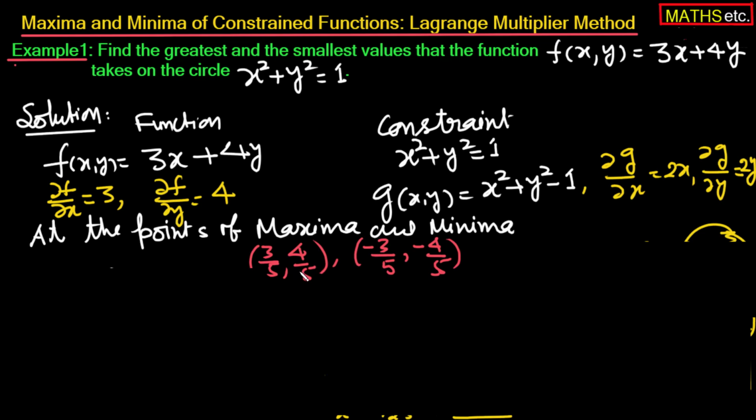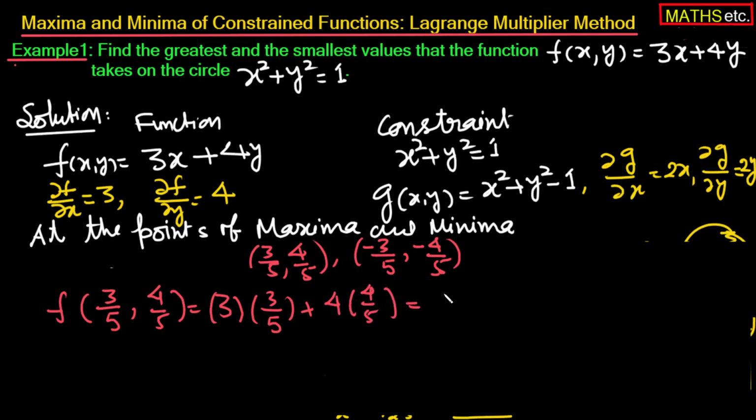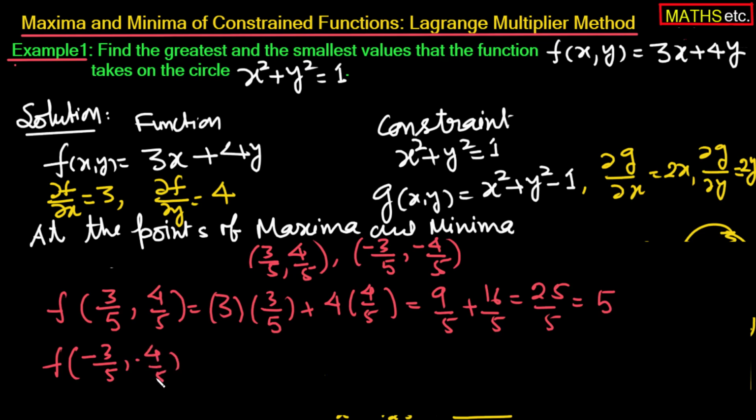In this case it is very simple. To decide the nature of the point, let us find the values of the function at these points. So f at 3 over 5 comma 4 over 5 is equal to 3 multiplied by 3 over 5 plus 4 multiplied by 4 over 5. This is equal to 9 over 5 plus 16 over 5. This comes out to be 25 over 5. This is equal to 5. And the value of the function at the point minus 3 over 5 comma minus 4 over 5 is 3 multiplied by minus 3 over 5 plus 4 multiplied by minus 4 over 5, which on simplification will give us minus 5.